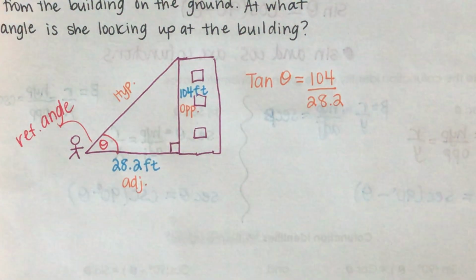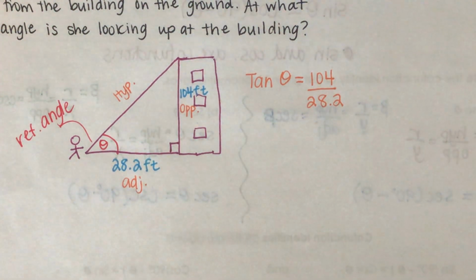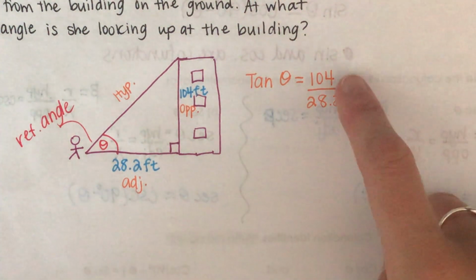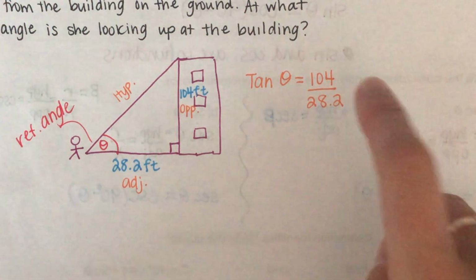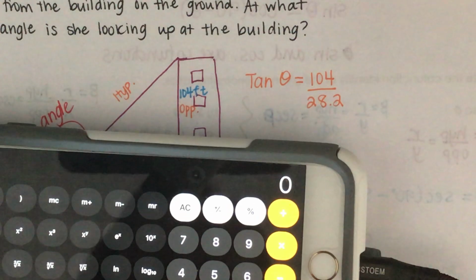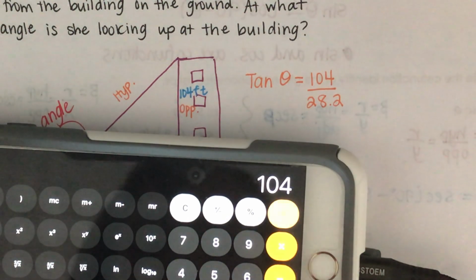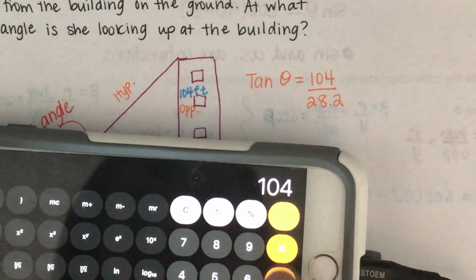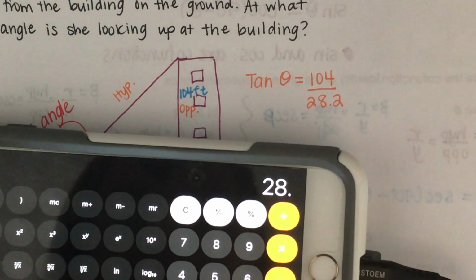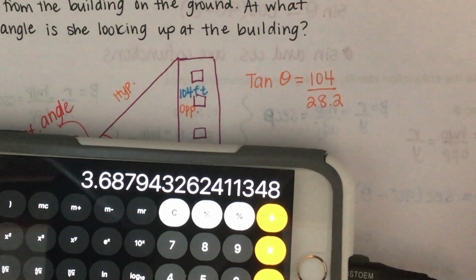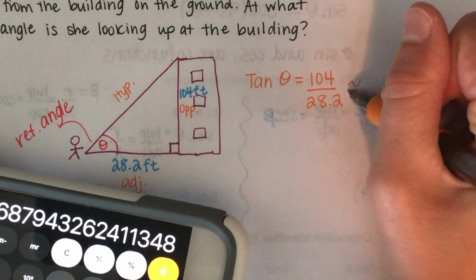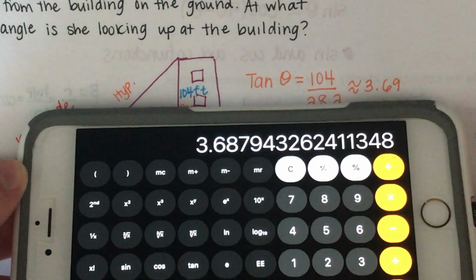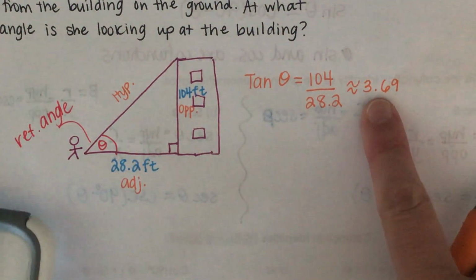Okay, now this was the part I think that some people might have been a little concerned with, how to put it into their calculators. So here's what you're going to do first. You're going to divide 104 divided by 28.2. You're going to get about 3.68 or 3.69, right? But I'm going to leave that whole really big number in my calculator. I'm just writing it down over here so I remember.